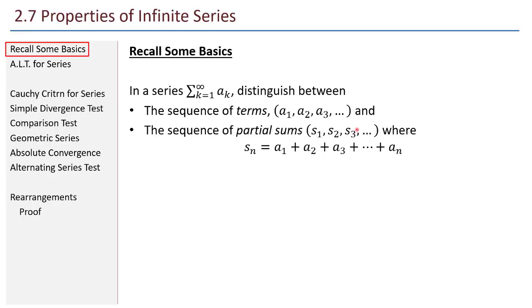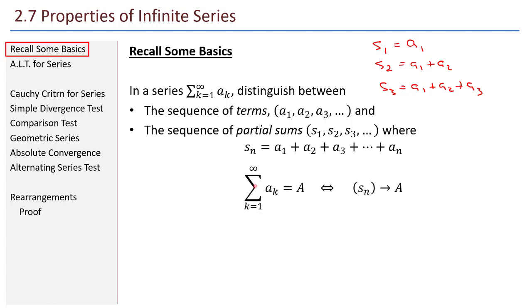So recall some basics. In a series, we really need to distinguish between the terms of the series, that's the things that are being added together, and the partial sums of the series. That's a sequence where S1 is just the first term, and the second partial sum is A1 plus A2, and the third partial sum is A1 plus A2 plus A3, and so on. And in general, the nth partial sum is the sum of the first n terms of the series.